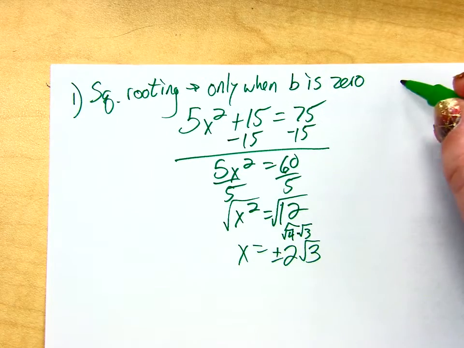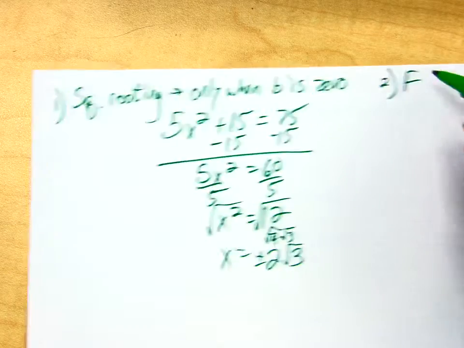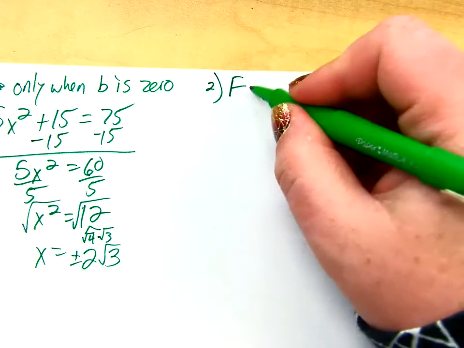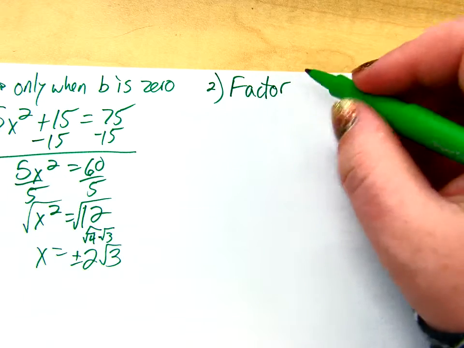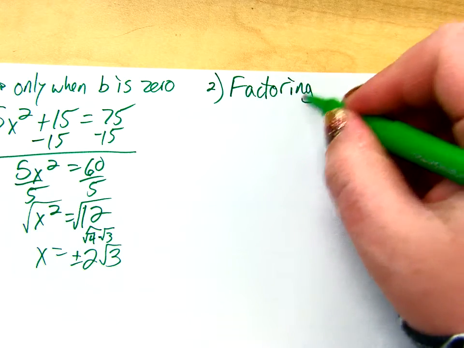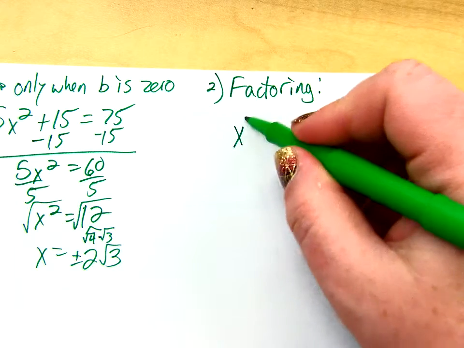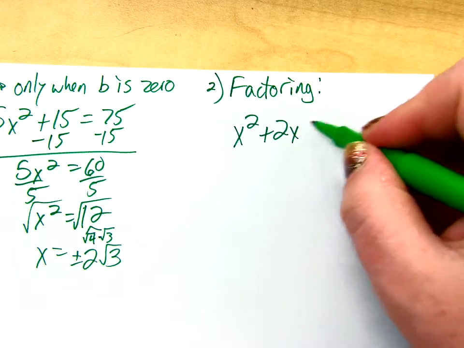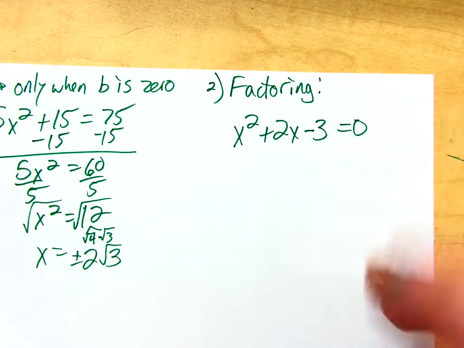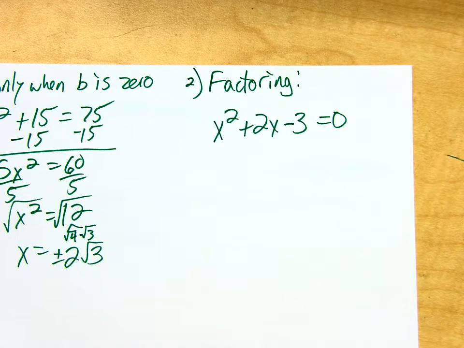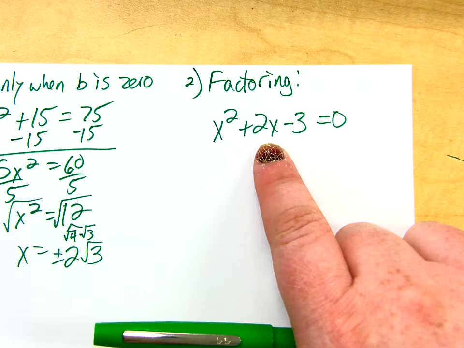The next way was to solve by factoring. You can only solve by factoring if it's a factorable trinomial. Some of them aren't. So you might have something like this. I cannot do square rooting here because I have an x term. So then I just check.